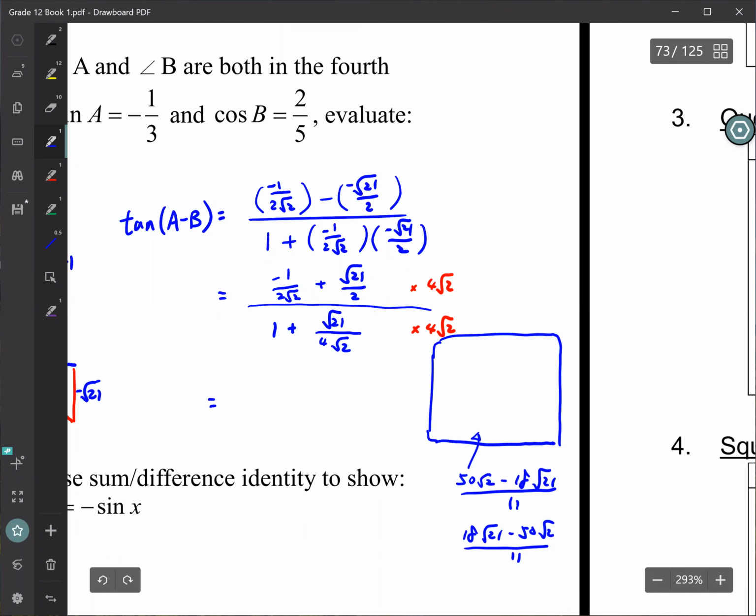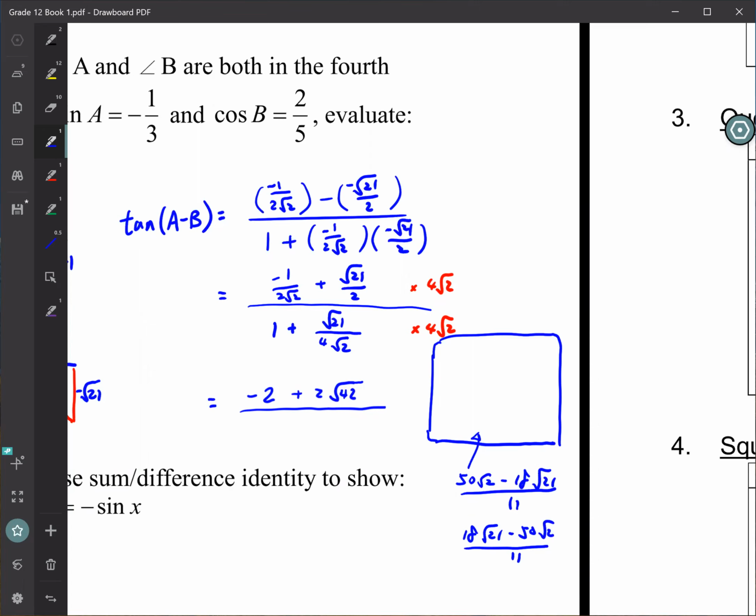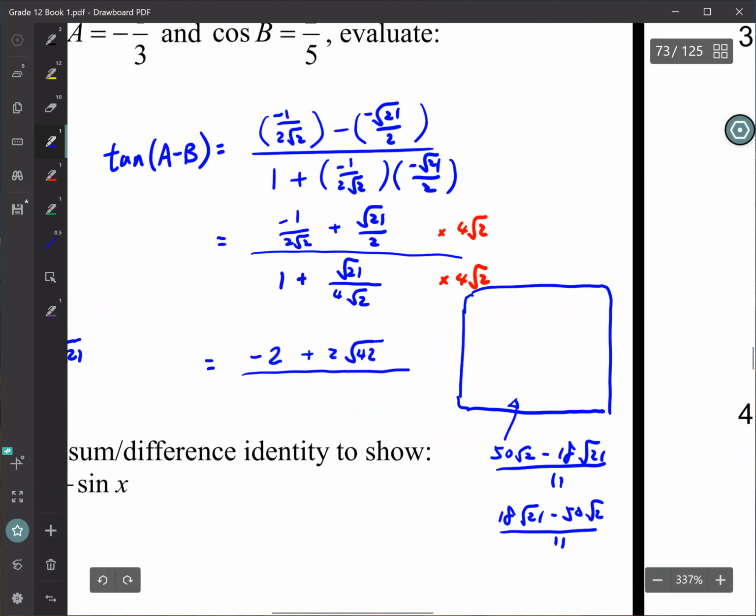So the top, if we distribute the 4 root 2, you'll get negative 2, because the root 2 cancels out, plus, and then the 2 cancels with the 4, so 2 root 42. Any questions so far? Right, and then the denominator, same thing with distribute, you get 4 root 2 plus root 21.